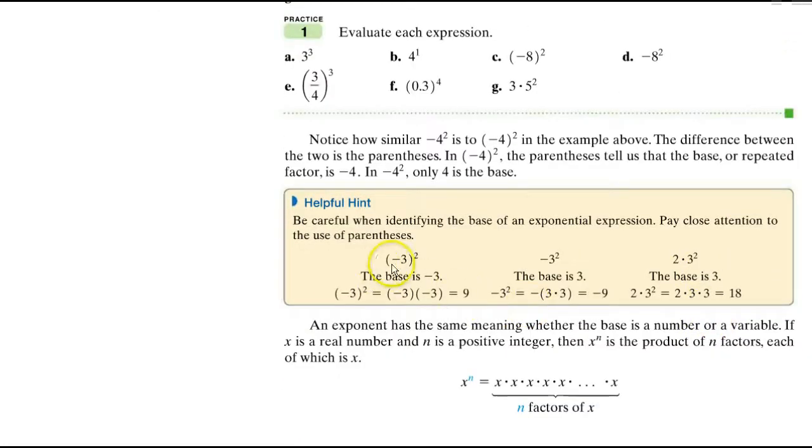And here they're pointing out some little helpful hints that here it's a -3. That's your base. That's squared. Here only the 3 is the base. Then you apply the negative sign. So this is sort of a general way of writing exponential notation, and the exponent indicates the number of times the base is used as a factor.